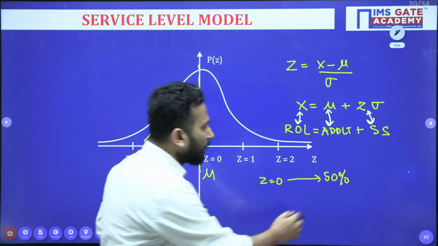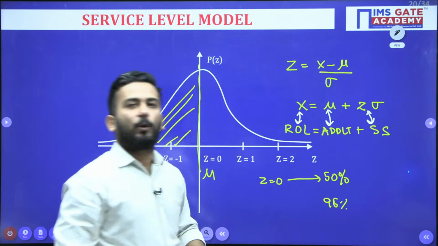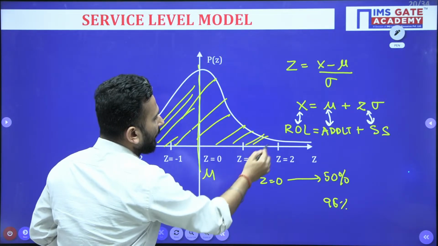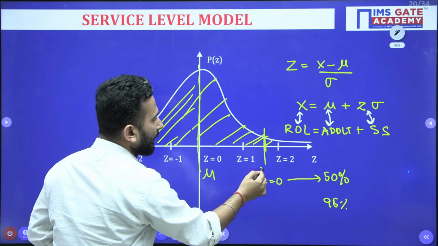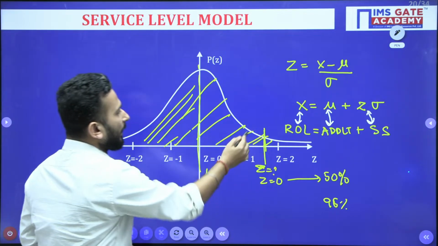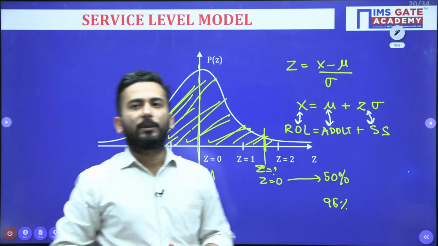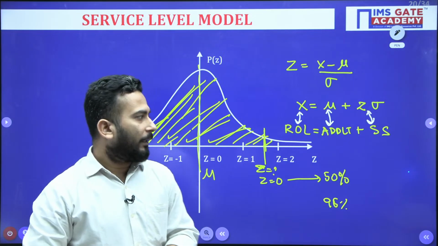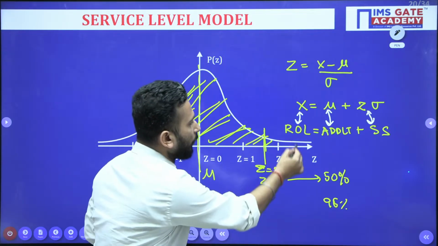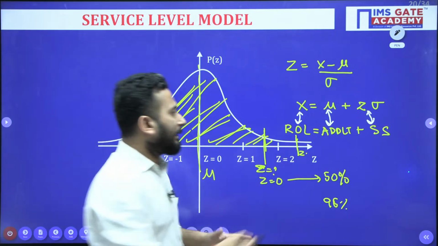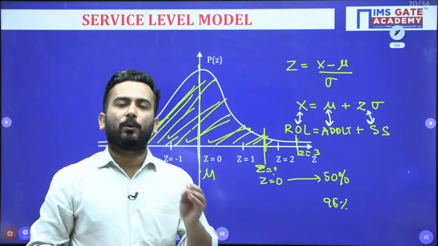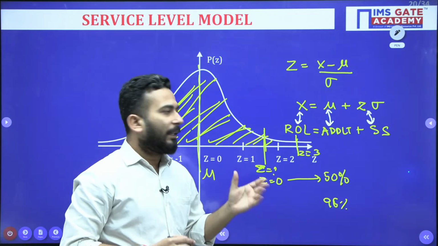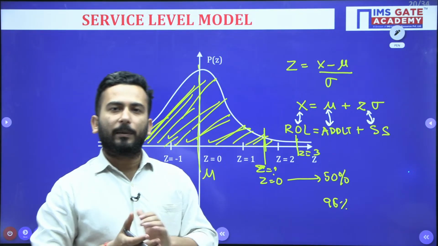Suppose someone tells you, sir, I want to keep a 95% service level, then what? You see for what Z value the total area comes out to be 95%, and that becomes your Z. For any Z value, suppose Z equal to 3, you simply find the area of this curve, the complete area up to that point, and that much service level is being covered.